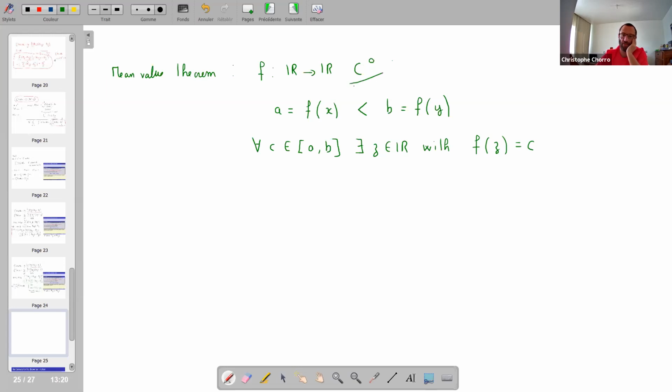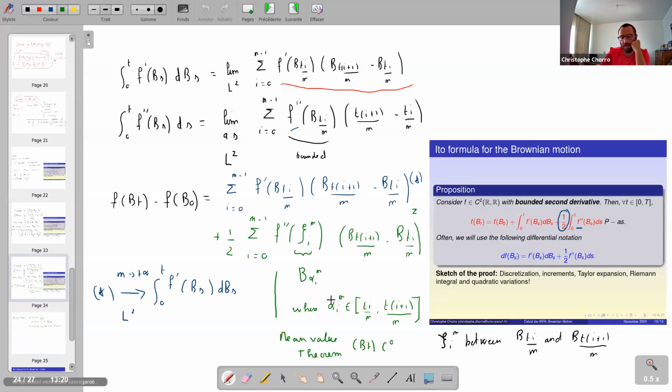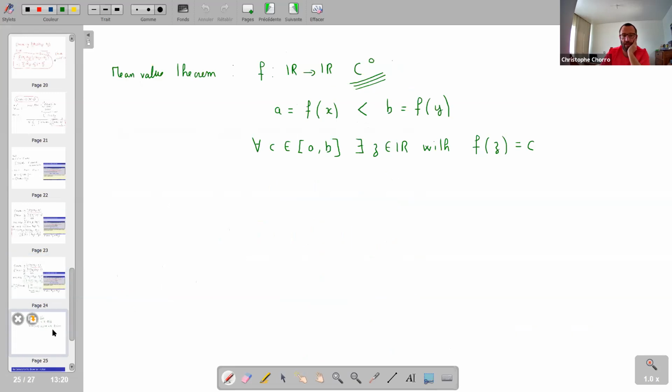And the mean value theorem is true if you have the continuity of F. In the previous slide, it's exactly what I apply here in the case of the Brownian trajectories, which is continuous. So if I am between B at some point and B at another point, necessarily I am B of some point that is between Ti over N and Ti plus 1 over N. So I just remind the mean value theorem on this slide here.